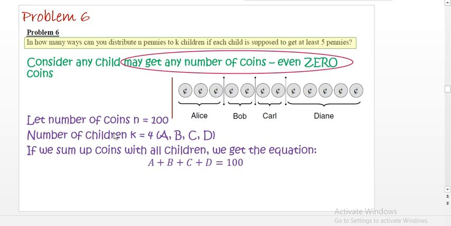Okay, so suppose we have n = 100. We have 100 coins, and we have the number of children, k = 4: Alice, Bob, Carl and Dion.